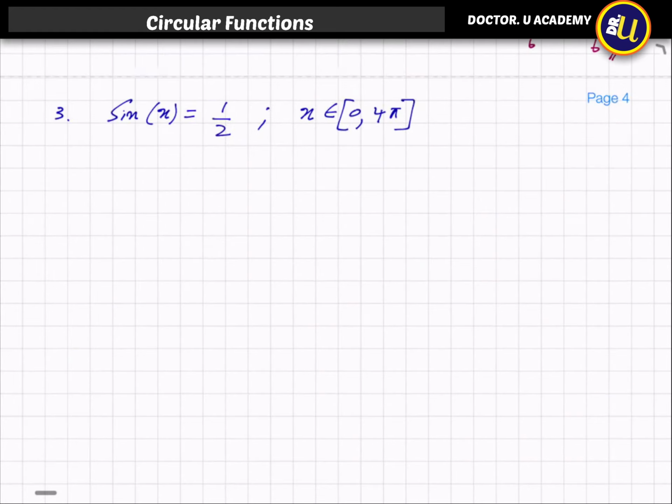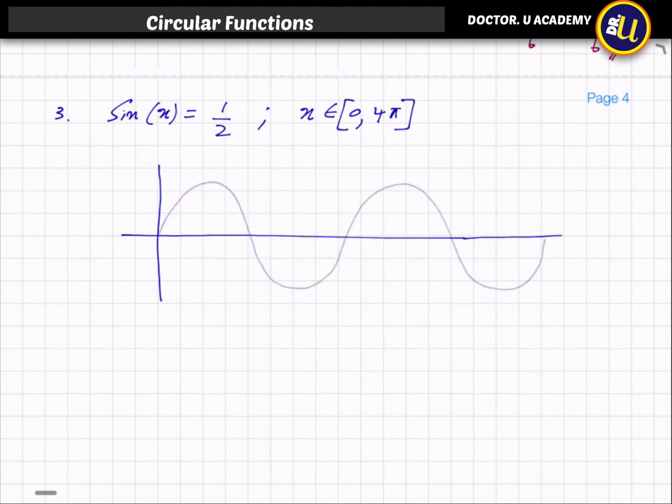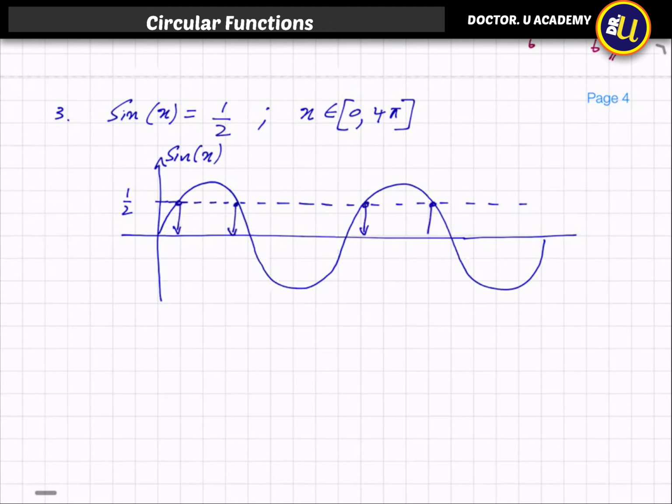So now in this question, the domain is given 0 to 4 pi. So it's better to have a look at how these things look. So it would be like this. Now sin x is equal to half. So this is sin x, right? So that is equal to half. So half would be here. Now you just connect it. So now you will see solution number 1, solution number 2, solution number 3, solution number 4. So we know it up front. Everything is clear.